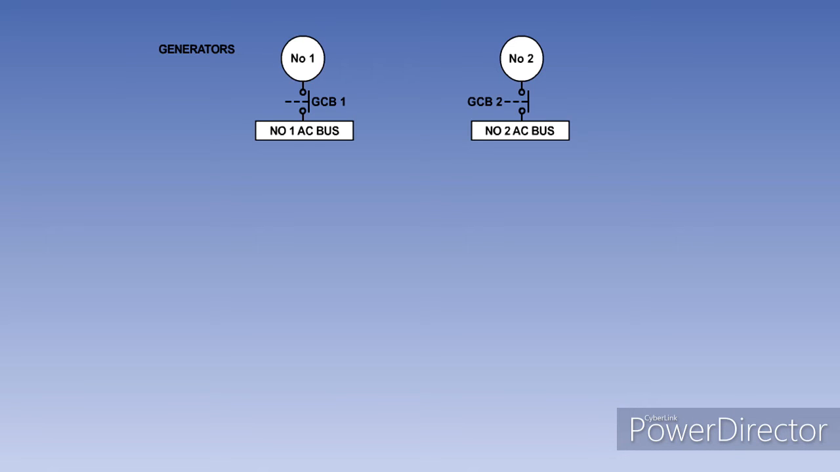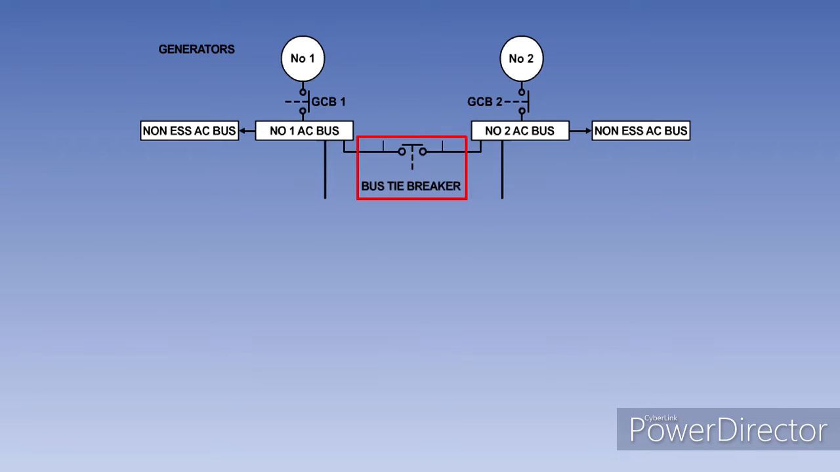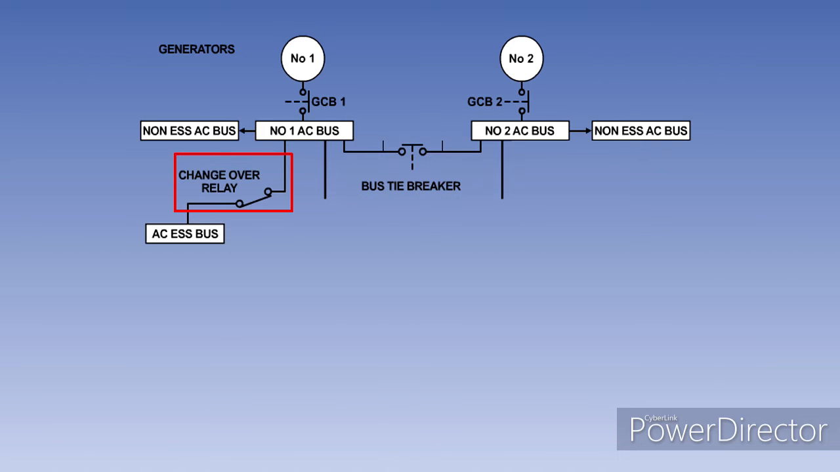Each generator supplies, through its generator control breaker, its own AC bus bar. And these bus bars, in turn, supply two non-essential AC bus bars. The two generator bus bars can be connected together by a normally open bus tie breaker. The essential AC bus bar is supplied from number 1 generator bus bar through a changeover relay.